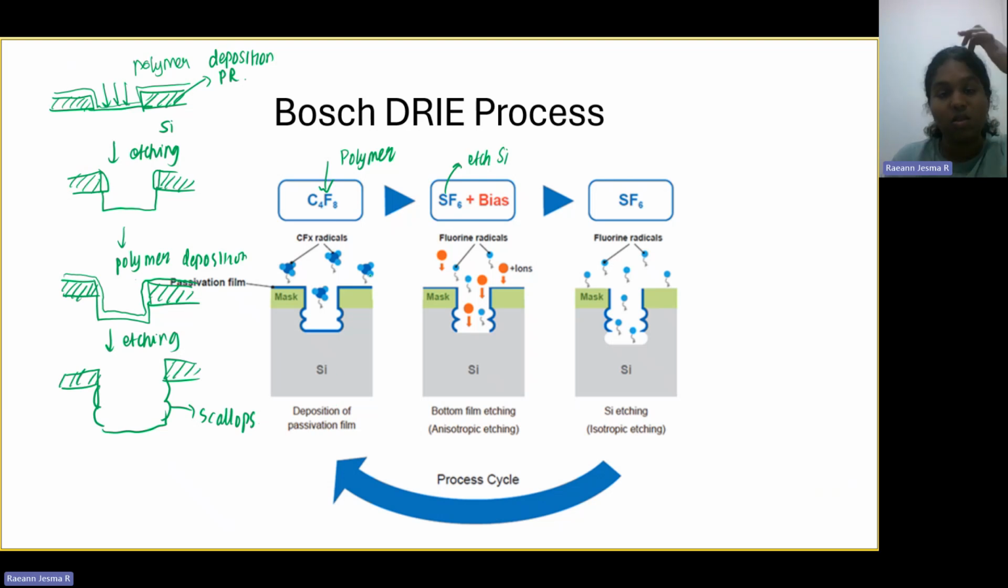By doing multiple cycles of polymer deposition and etching, we can ensure that we have a large aspect ratio. So, small width with larger depth. Generally for the Bosch DRIE process, the aspect ratio can be between 1 to 10, or 1 to 20 in some cases.